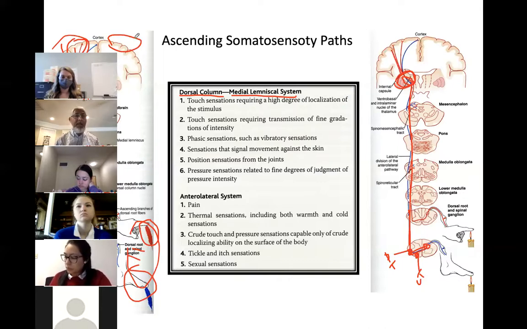Okay. Now, this one will carry fine touch mainly. This one will carry pain, crude touch, and temperature. They are divided into two groups. Pain and temperature will stay on the lateral column. Crude touch will stay in the anterior column. One we call anterior spinothalamic. This one we call lateral spinothalamic, depending on the column, on their position in the spinal cord. Okay. Now let's move on.